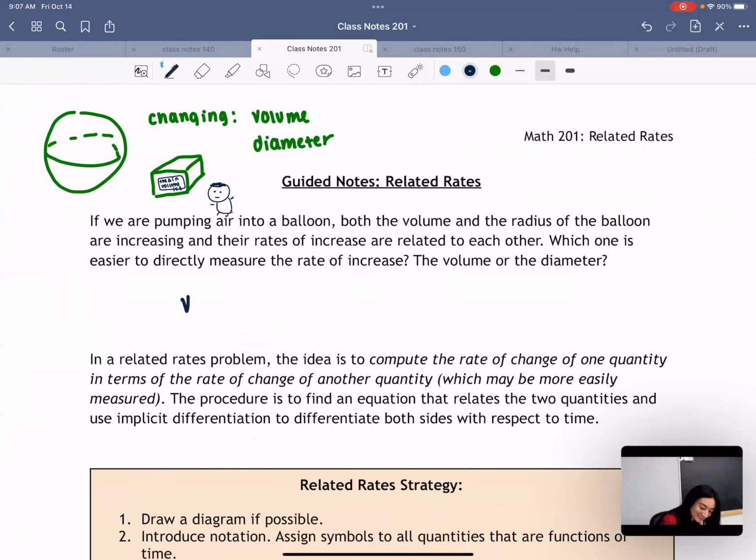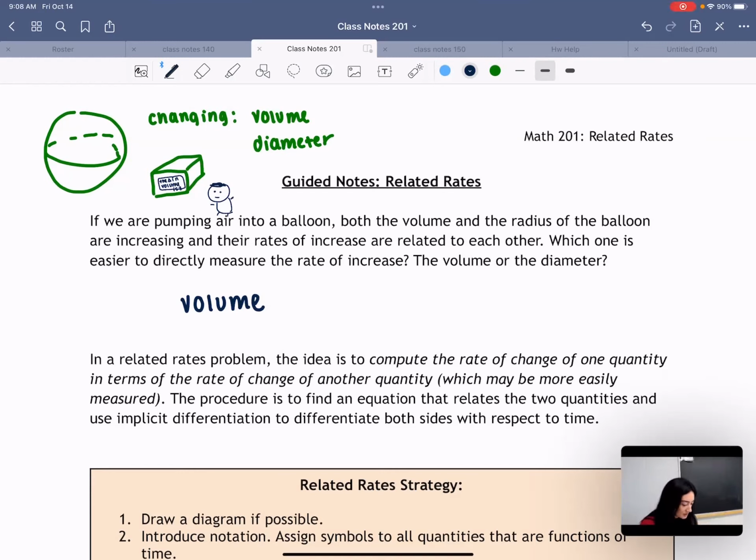All right. It's easier to measure the volume. Okay. And it's kind of hard to measure how fast the diameter is changing unless you're like actually measuring the diameter every couple of seconds, right? So that actually wouldn't be very easy. It's also not easy to measure the diameter of a balloon in the first place, right? Because it's kind of hard to measure and hard to handle.